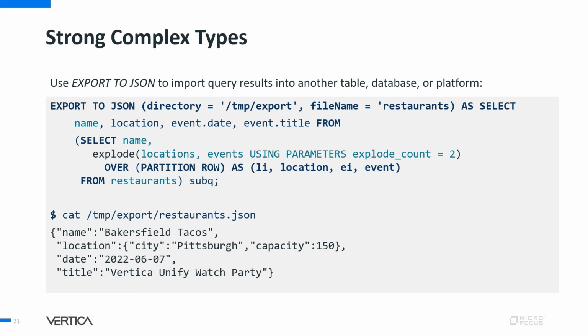Another advantage of strong complex types comes via the export to JSON utility. With this, you can turn any query result into a JSON file or a set of JSON files. You can import these files into another table, another database, or any other analytical platform that supports JSON.